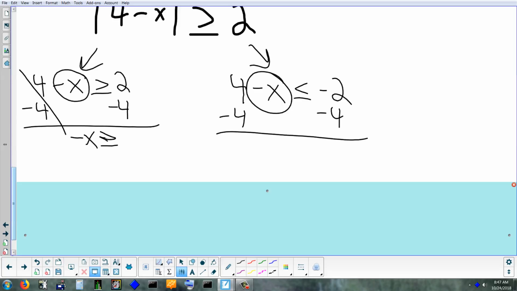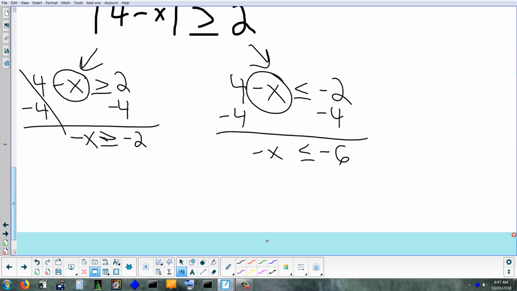2 minus 4. -2. Ellie, how about -2 minus 4? Would it be 6? Positive or negative? Positive. We're not multiplying and dividing. -6. Remember, if they're both negative, keep the sign, add them together. Bring the sign down, bring the negative x down.